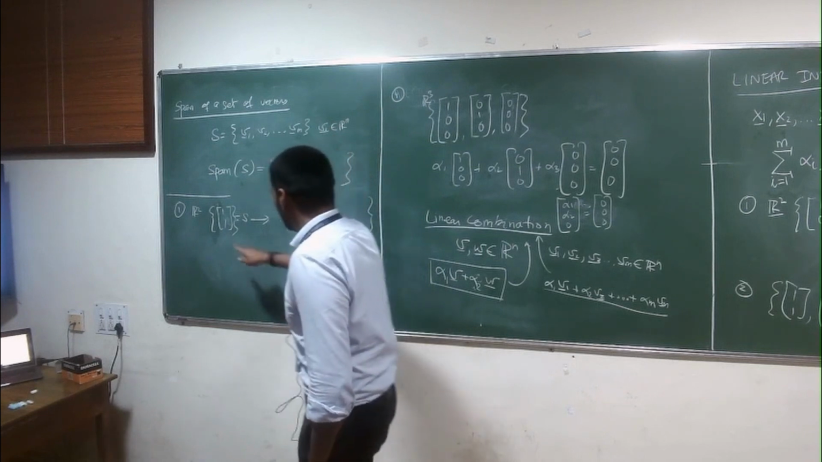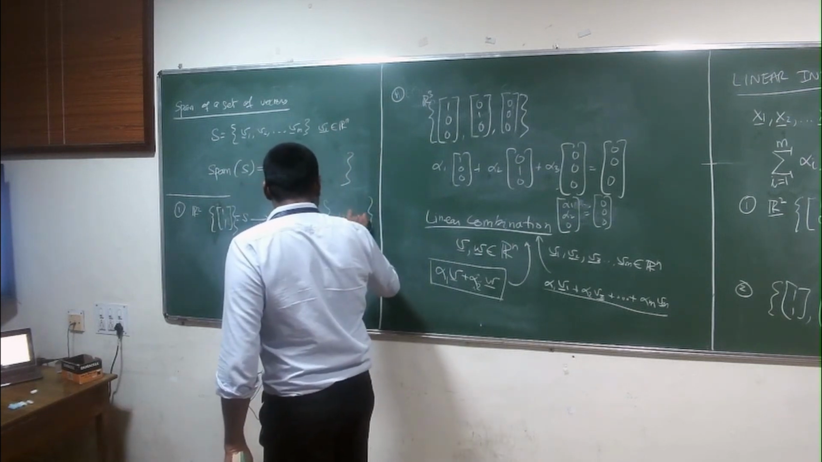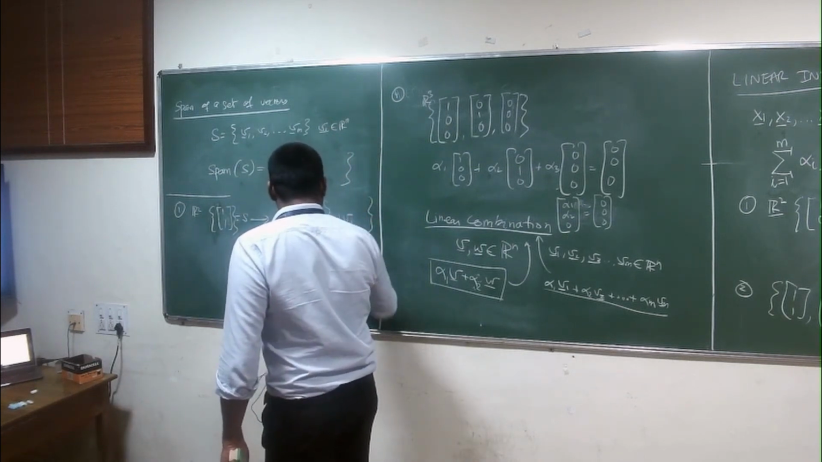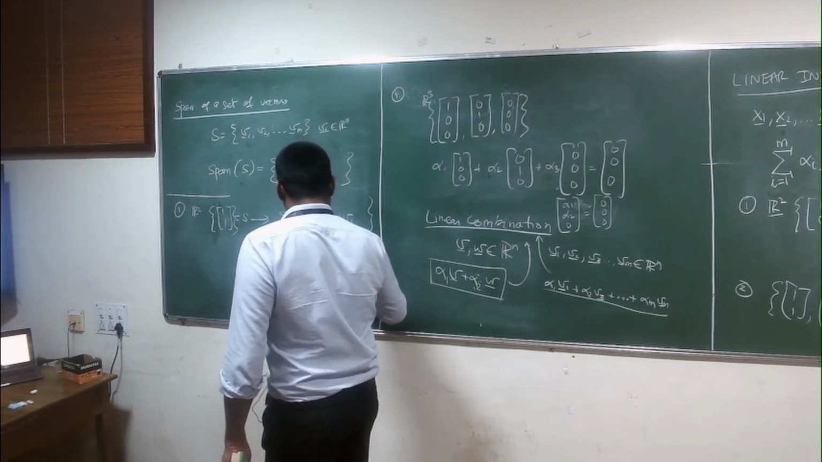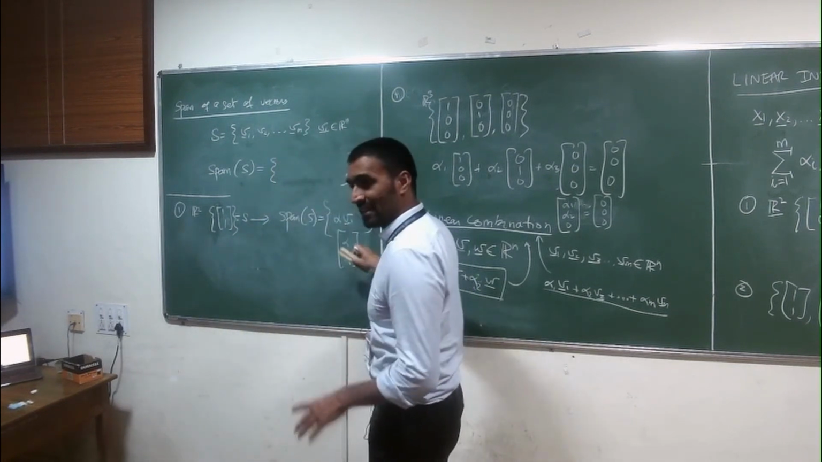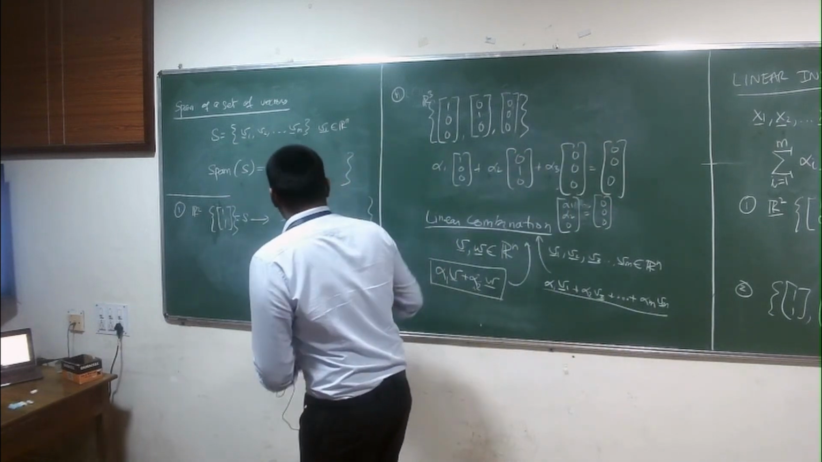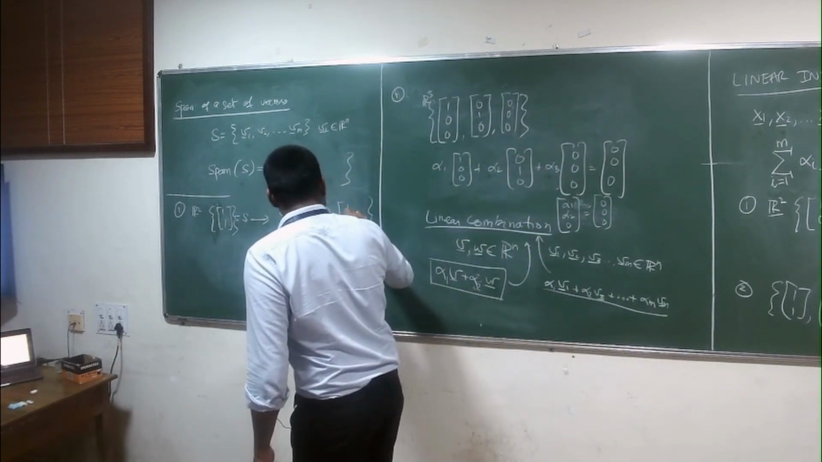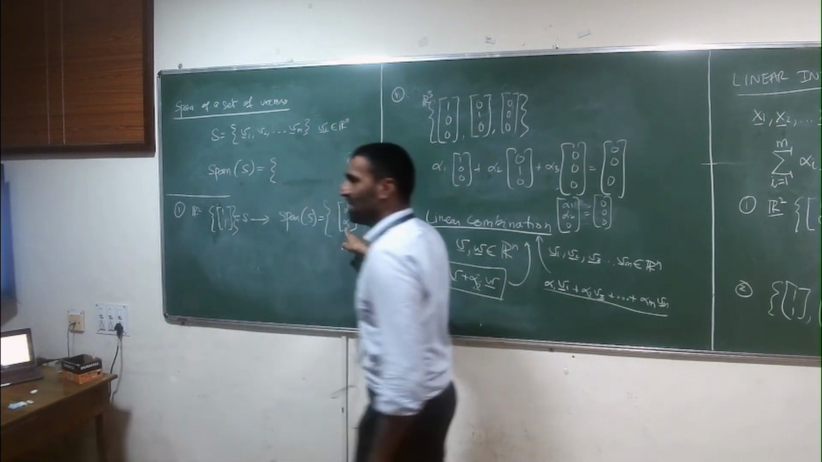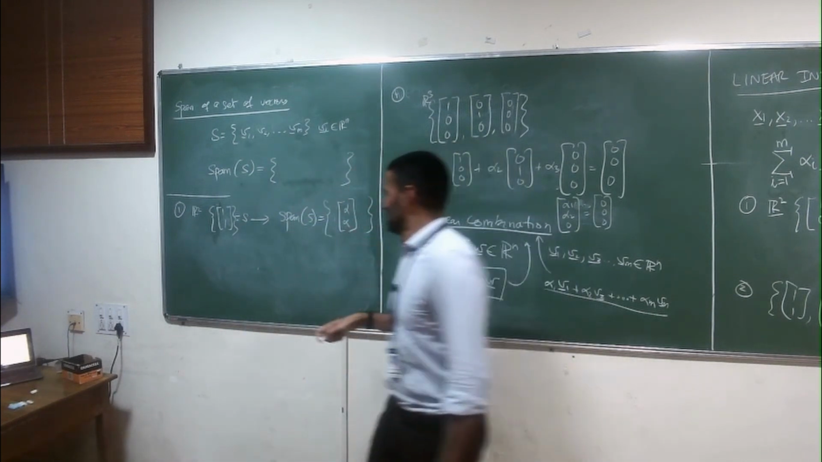If this is V1, it will simply be alpha times V1, which means they will all look like (alpha, alpha). Is that clear? So in this case, the elements of the span are (alpha, alpha), where alpha is a real number. What about this?